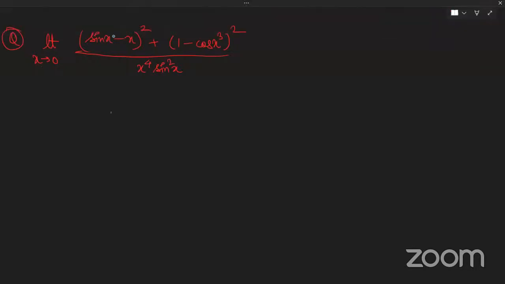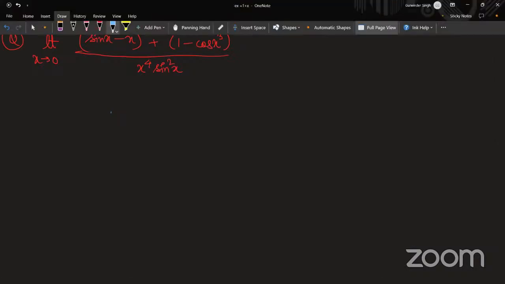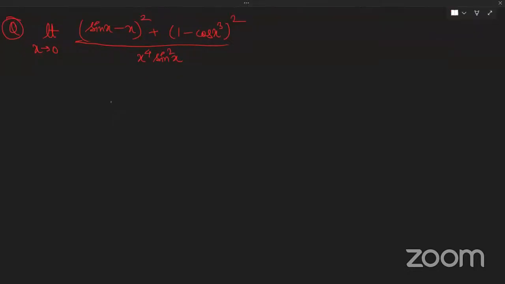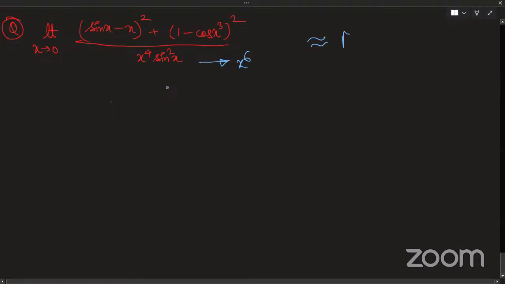First of all, in the basics, am I audible? Everyone? What can I do to this sine square x in the denominator? First of all, just tell me fast. It will be x square, sir. So in the denominator, I can directly get x raised to 6, right? Yes, sir.